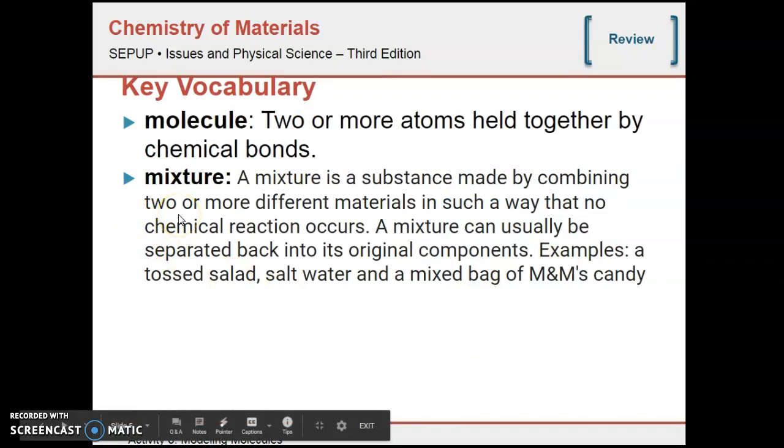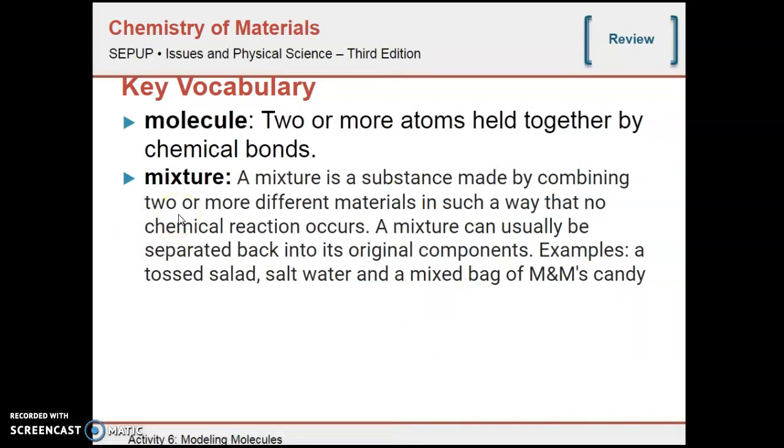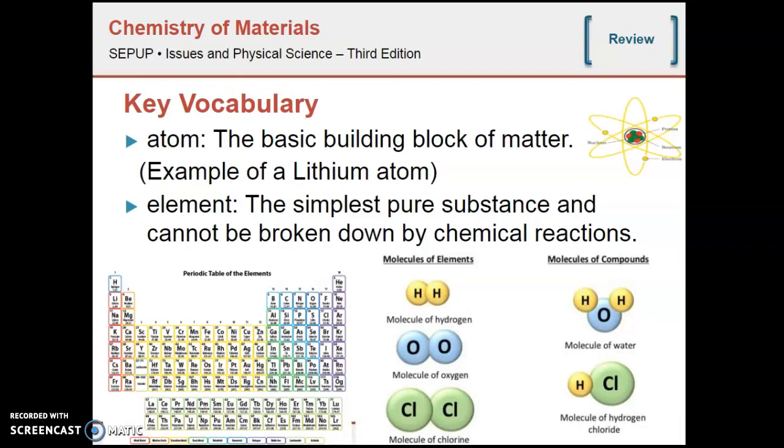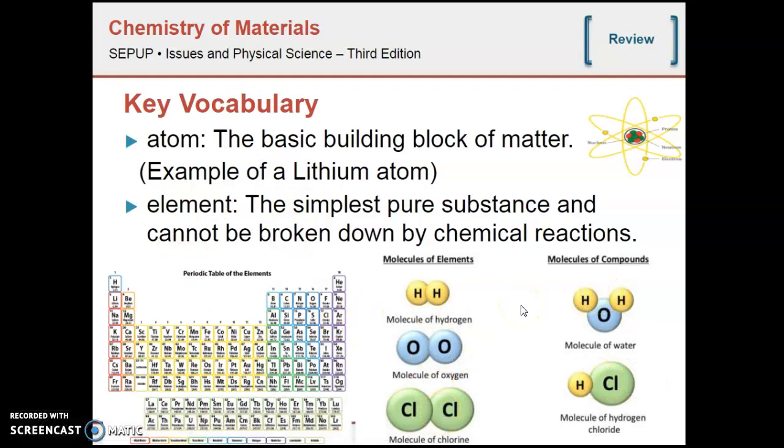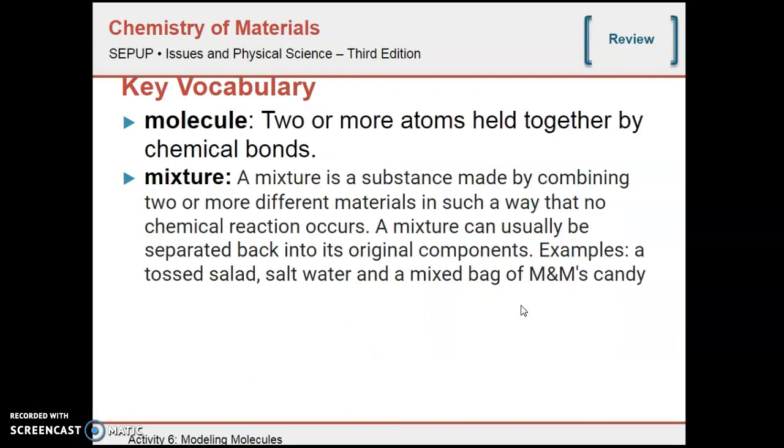A molecule is 2 or more atoms held together by chemical bonds. So in every example that I've given you today, these are all molecules because they are 2 or more atoms that are chemically bonded together. And finally, a mixture is a substance that is made by combining 2 or more different materials, but is not chemically bonded together. No chemical reaction occurs. They're just basically hanging out in the same space. So for example, M&Ms, the different colors hanging out in the same space, that would be an example of a mixture.